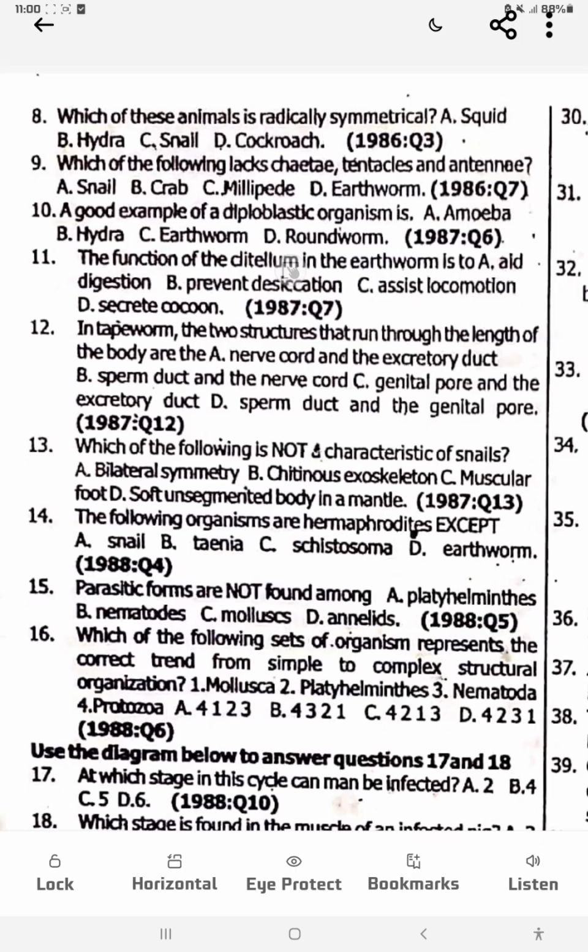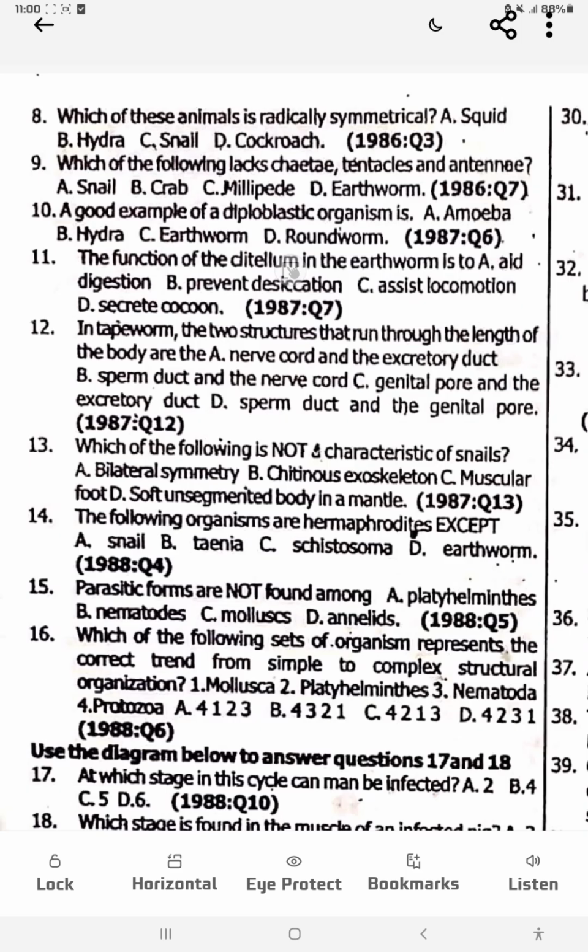Poriferans, those sponges, they used to ask about it. Poriferans are asymmetrical. You cannot cut them to get any equal half. Next. Coelenterates, example Hydra, and echinoderms, example starfish. Starfish is not a fish, oh. The animal is not a fish, but they call them starfish. They are radially symmetrical.